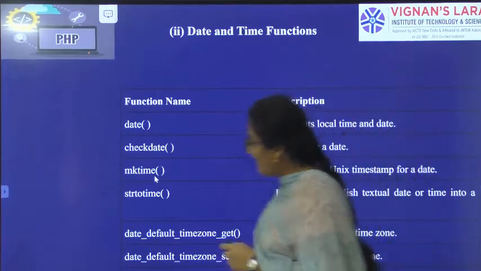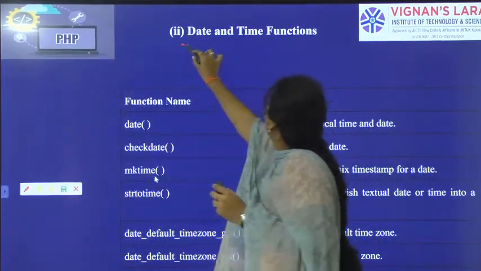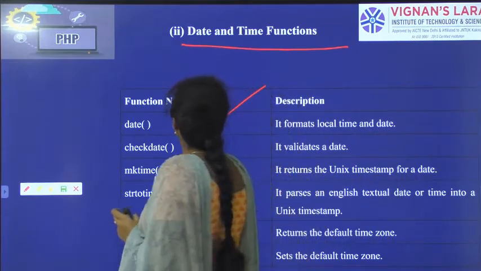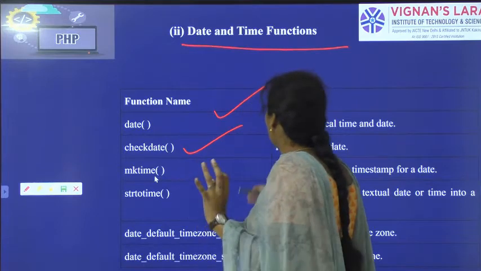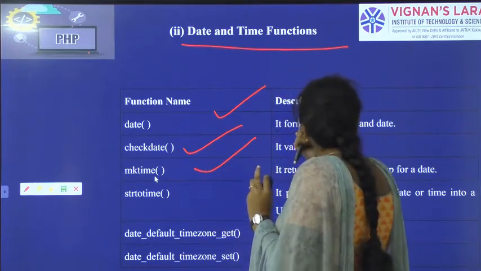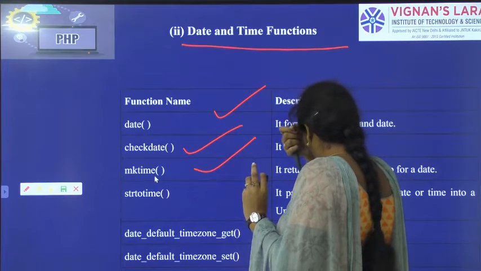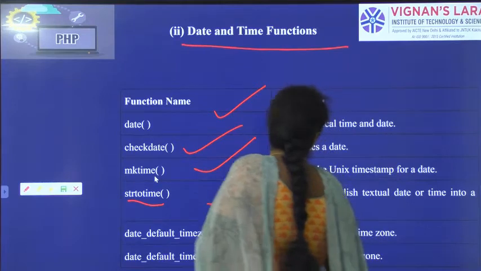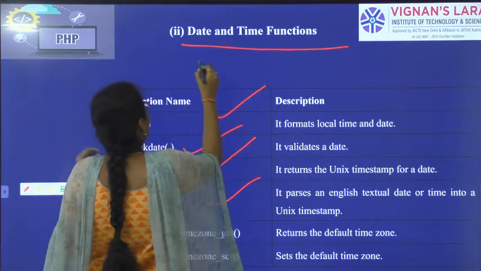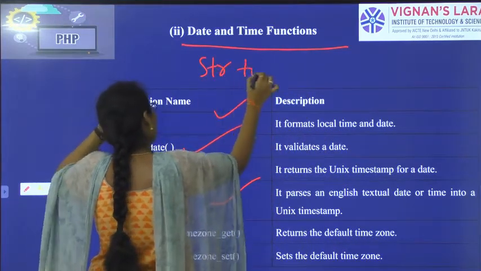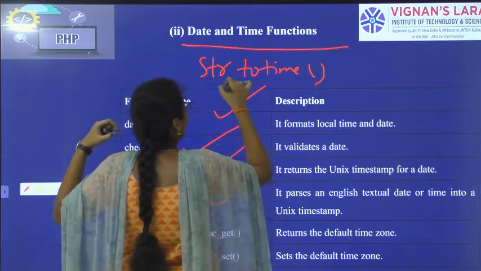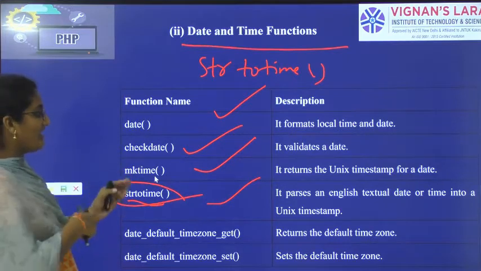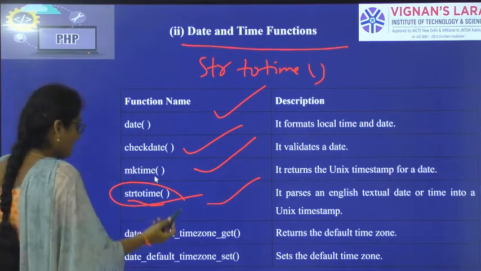Then the second one is date and time functions. The first one is date, to display the local time and date. The second one is checkdate, to validate the date. mktime returns the Unix timestamp and date. strtotime parses an English textual date or time into a Unix timestamp. So str is for string, to is for time. Why is this function used? The string to time function is used to parse the English date and time into a Unix timestamp.